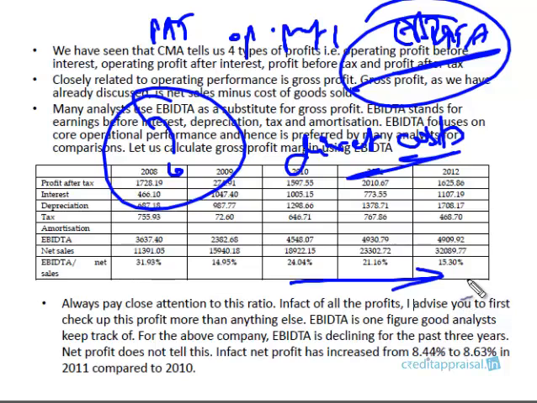It will always come down. Maybe in the next year it will come down even further. So you need to investigate. First of all, you need to fix it at the operational level. Why are the costs increasing? Because only if the costs are increasing at the operational level is your EBITDA coming down.